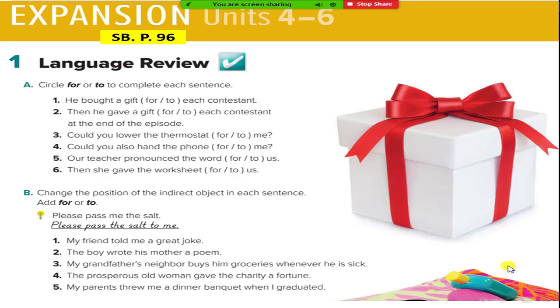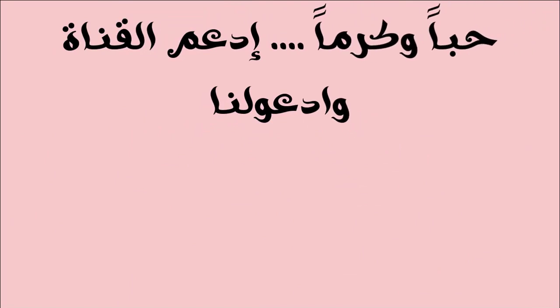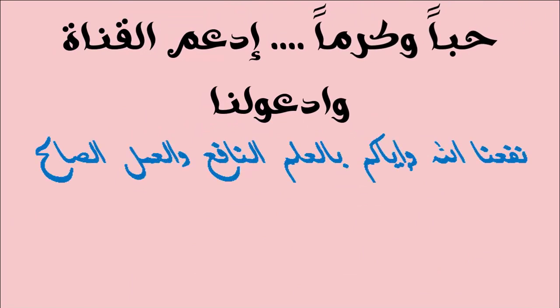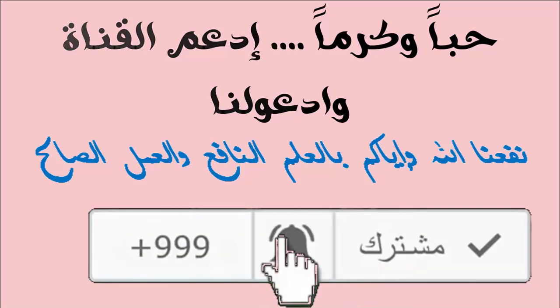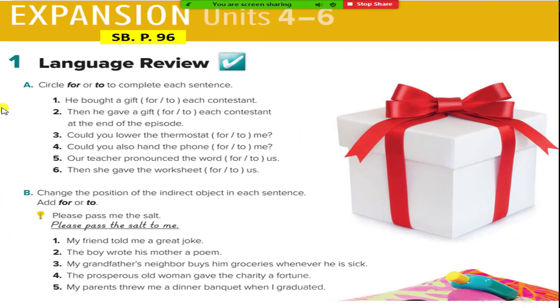Good morning guys. Today's lesson is the first lesson, lesson 1, language review in the expansion unit 4 to 6. Open your student book, page 96. Exercise A. Circle for or to to complete each sentence.